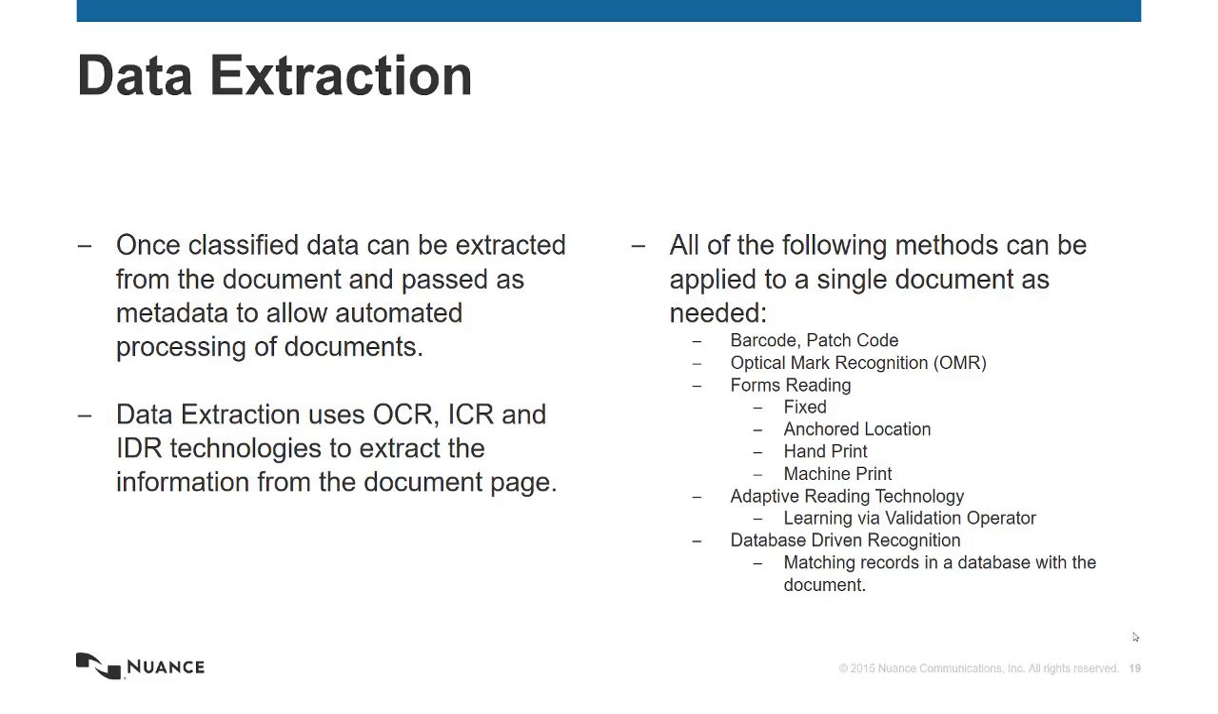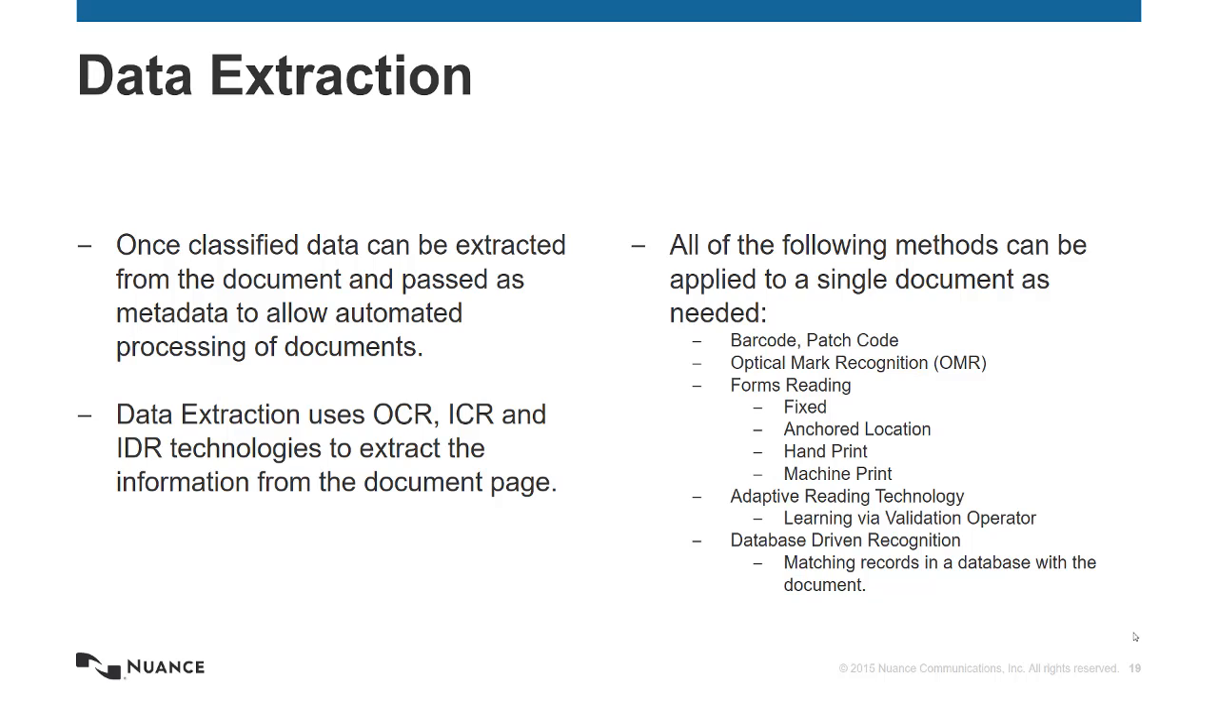Once we've actually classified the document into a document type, we can then move on and actually extract data from the document. Data extraction uses the OCR, ICR and IDA technologies to extract information from the document page. And we can extract various pieces of information from the document. We can read barcodes and patch codes. We can look for OMR marks, tick boxes, for example, which you might find in an application form, an exam form, etc., or multi-choice, or an event registration form.